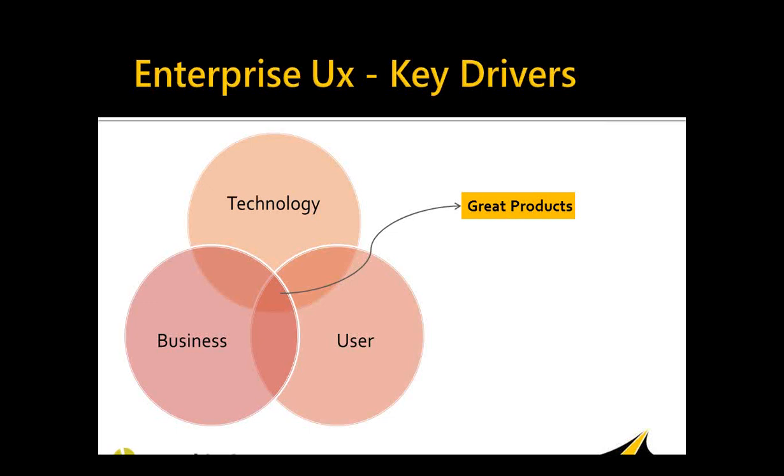So from my perspective, you can create great products when there is synergy between the technology that you're using, the business goals that you have for the software that you're building, and user requirements. So in the intersection of these three aspects are where great products are built.